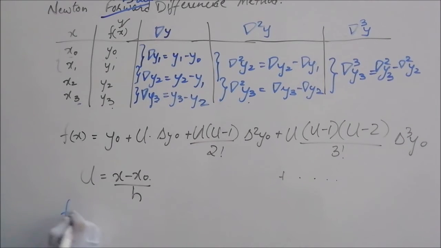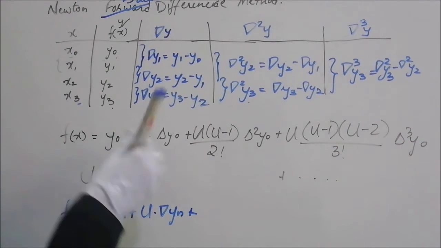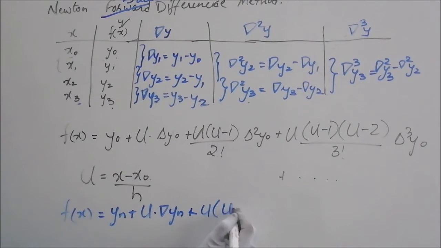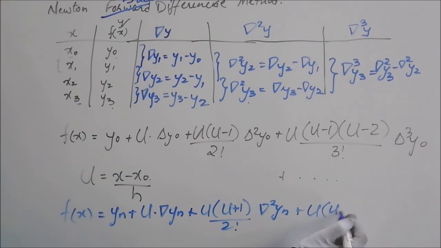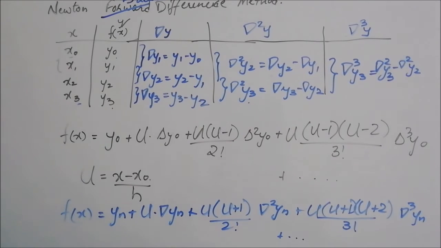The formula now will become f of x will be equal to yn, the nth term, plus u into del yn, that is this term, plus u into u plus 1 upon 2 factorial del squared yn, plus u into u plus 1 into u plus 2 divided by 3 factorial del cube yn, and so on.